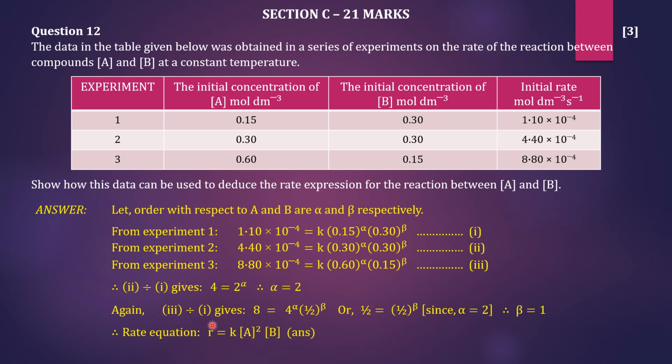Similarly, if I do 3 by 1, then none of the terms get cancelled. It will be 4 to the power alpha, since 0.60 by 0.15 is 4, and 0.15 by 0.30 is half, so it will be half to the power beta. Now in the previous line we got the value of alpha, so we can put the value of alpha here, and the rest of the calculation will give you beta equals 1. So simply put the values of alpha and beta in the rate equation, it becomes K into A square into B.